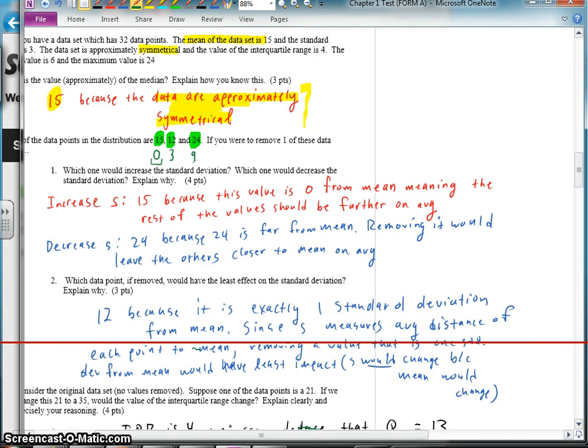All right? For the same reason, if we remove the point which is further from the mean, the other points left over are on average closer to the mean. And so that would mean that removing 24 would decrease the standard deviation. And notice, it doesn't matter if the 24 is above the mean or below the mean, or if the 12 is above the mean or below the mean. It's how far it is from the mean, above or below.